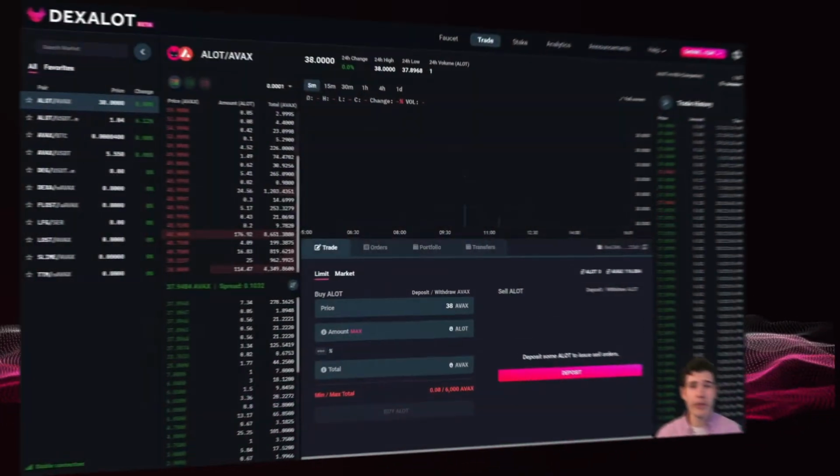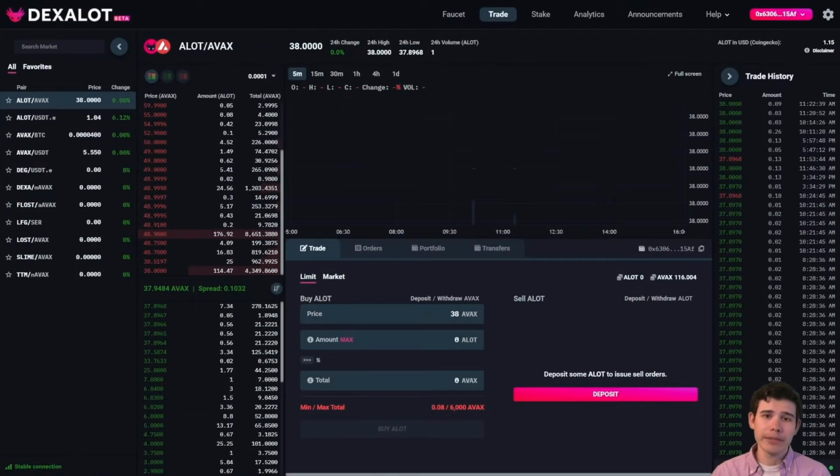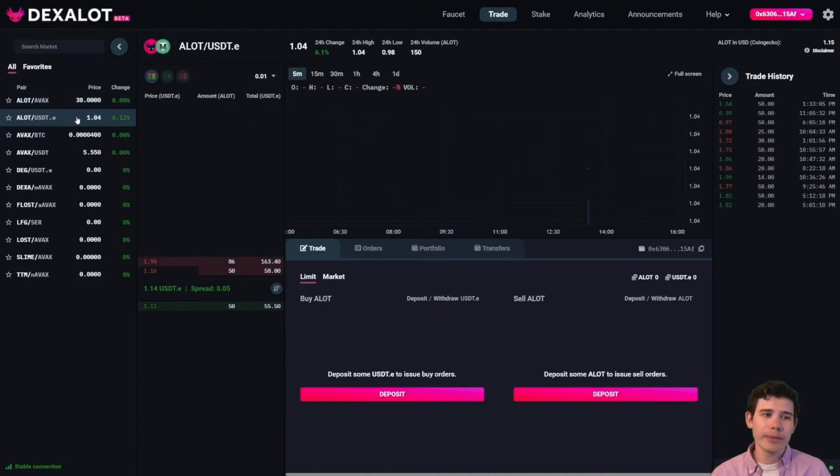This video will serve as a basic introduction to the Dexalot application. When you go to app.dexalot.com/trade, you'll be met with this screen. On the left-hand side, you'll see a list of available trade pairs, and as you select a different trade pair, the screen will update with the information for that given trade pair.